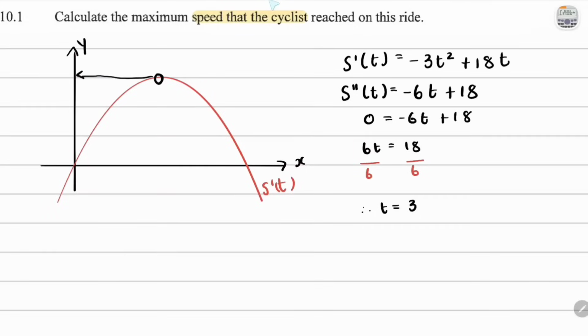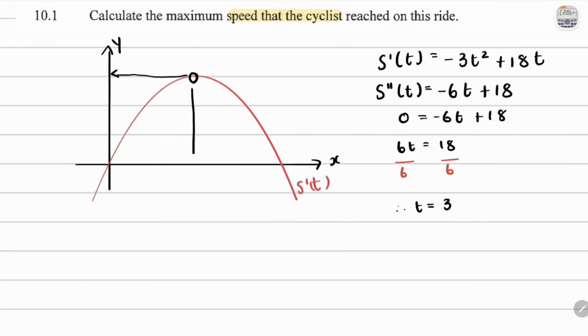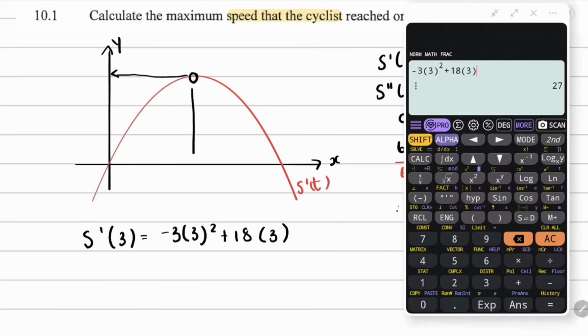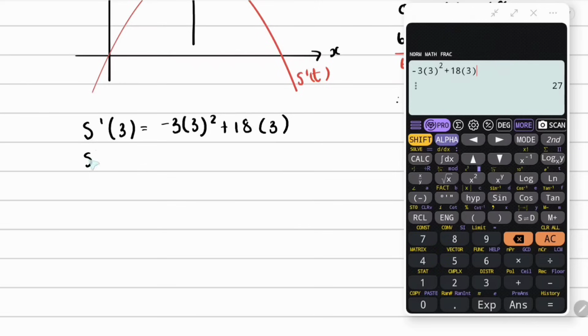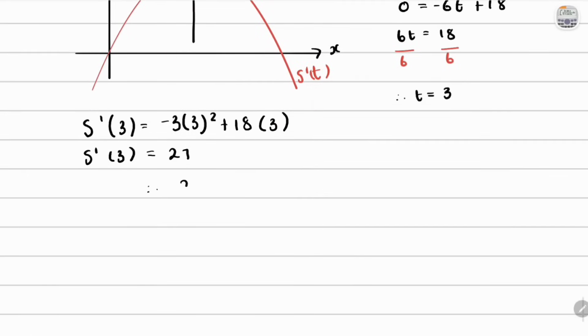Okay, so you see that we found t, and t is really just telling you the time at which this happens. So the y-axis, the points that you will get here, for example this point, is going to give you the information about the speed at this particular time. And this time is in hours because this is kilometers per hour. So we'll take that and substitute it in this equation. So 3 and substitute, and we get a speed of 27. So S of 3 is equal to 27. And remember that the speed is in kilometers per hour. So that is going to be 27 kilometers per hour.